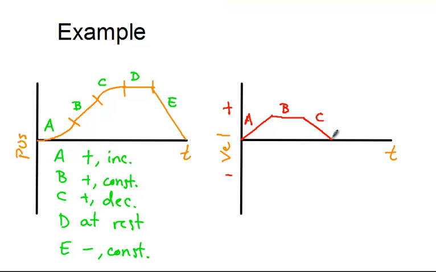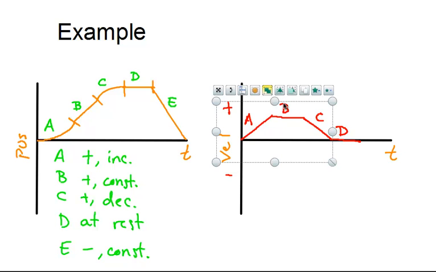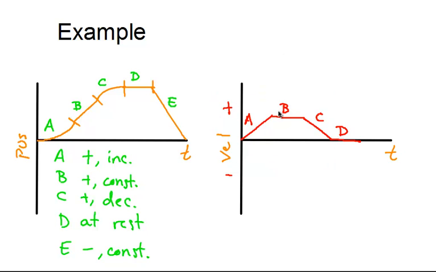Part D, it's at rest, so it's going to be right there along the axis. And then part E, it's negative but constant. All right, we said before that part B was positive constant. And part E, if it's negative constant, then it's going to be a nice straight line down here, negative, right here. Okay. And if you want to do a little line for like a piecewise function, you can, but you don't have to. Okay. However you want to look at it.